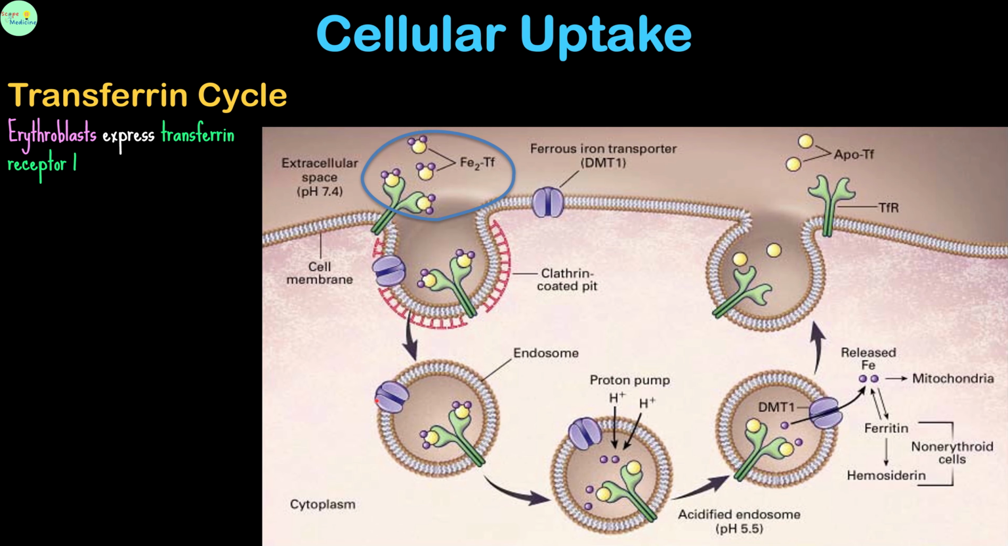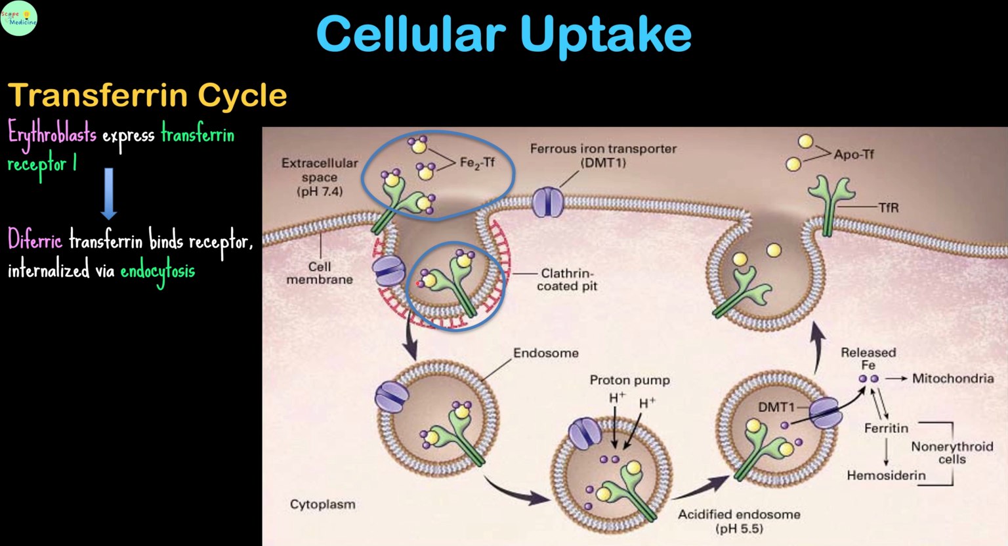Cellular uptake and utilization occur through a highly efficient process known as the transferrin cycle. Cells with high iron demand, such as developing erythroblasts in the bone marrow, express high levels of transferrin receptor 1 on their surface. Deferric transferrin, carrying 2 iron atoms, binds to this receptor. The entire complex is then internalized into the cell via a process called receptor-mediated endocytosis, forming an endosome.